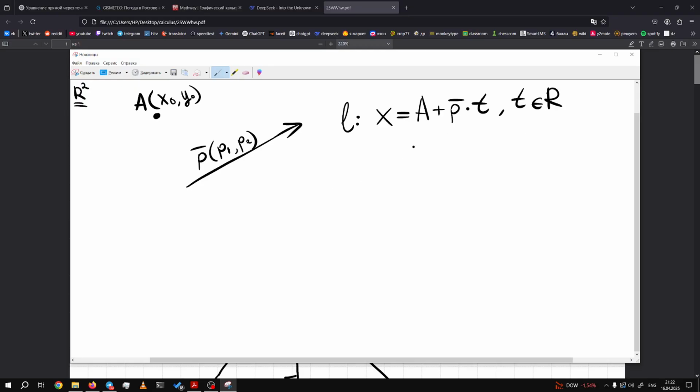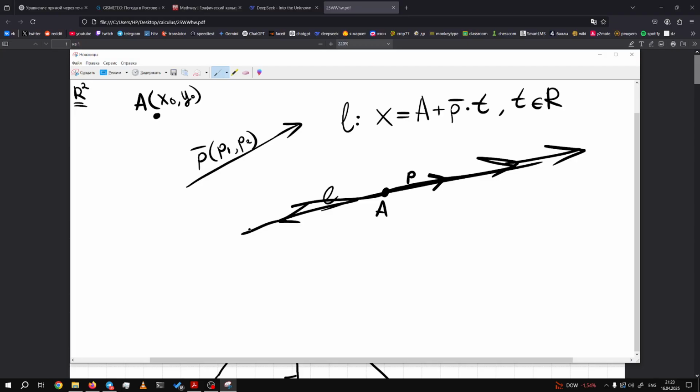So it's actually really easy. Look, this is a line, and this is some point A, and you just add directional vector P. P can be bigger or smaller, so by t you multiply it, and if t is negative, it goes this side. So I hope you understand what is a line.